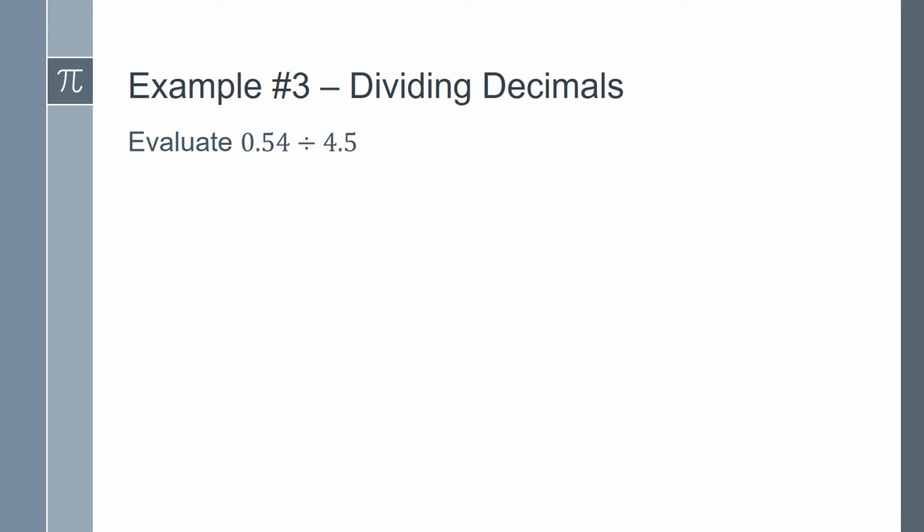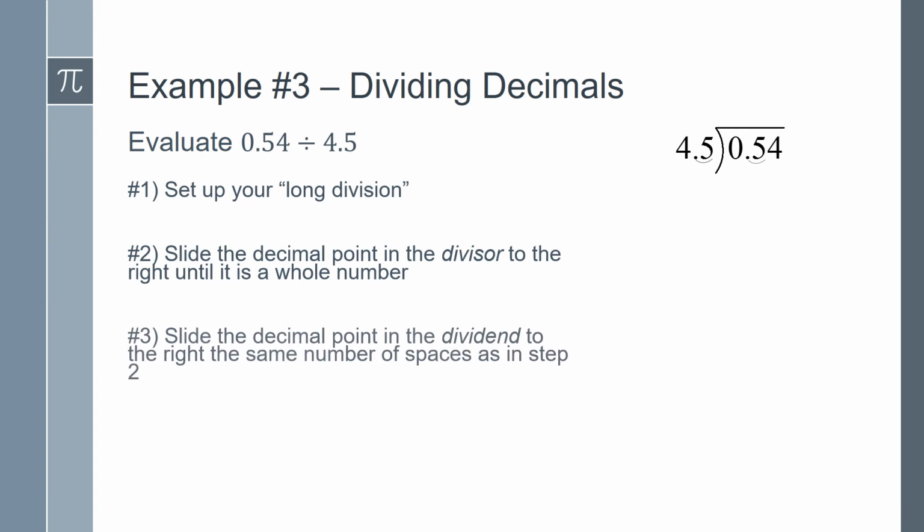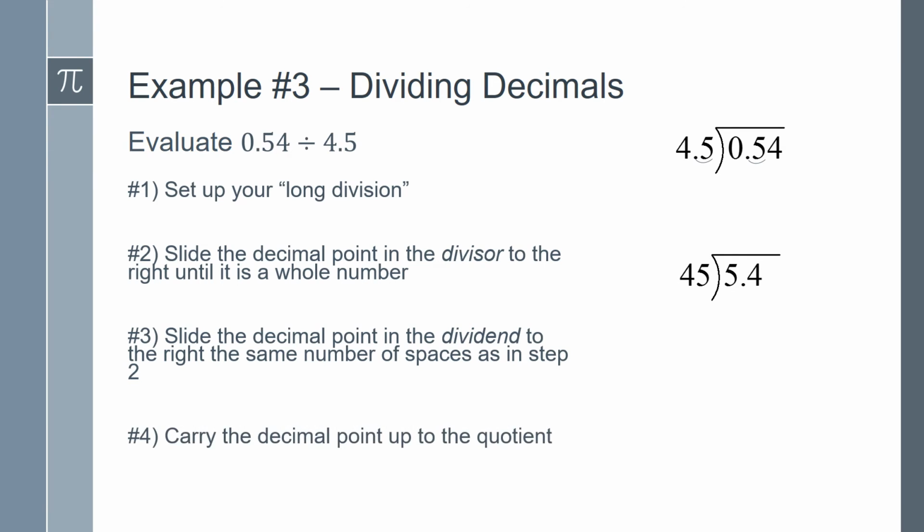For example number 3, we will need to evaluate 0.54 divided by 4.5. We'll start by setting up the long division, and we'll slide the decimal point one spot to the right in the divisor, which means we need to slide it one spot to the right in the dividend. Then we'll rewrite and carry up the decimal point, and now we can divide as usual.